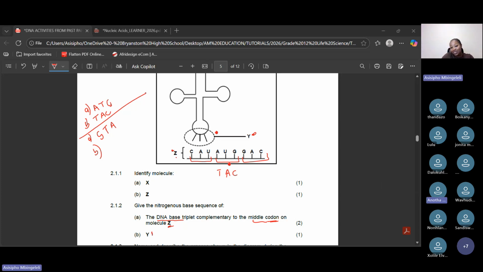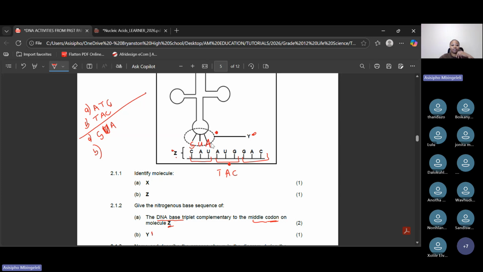Did you guys all get GTA? I think, sorry, I wanted to correct my mistake. I think it's supposed to be U instead of T. So you're correcting, you're saying it's not GTA, it's GUA. Yes. Correct, it is GUA. C will be paired with G. A will be paired with U. U will be paired with A.